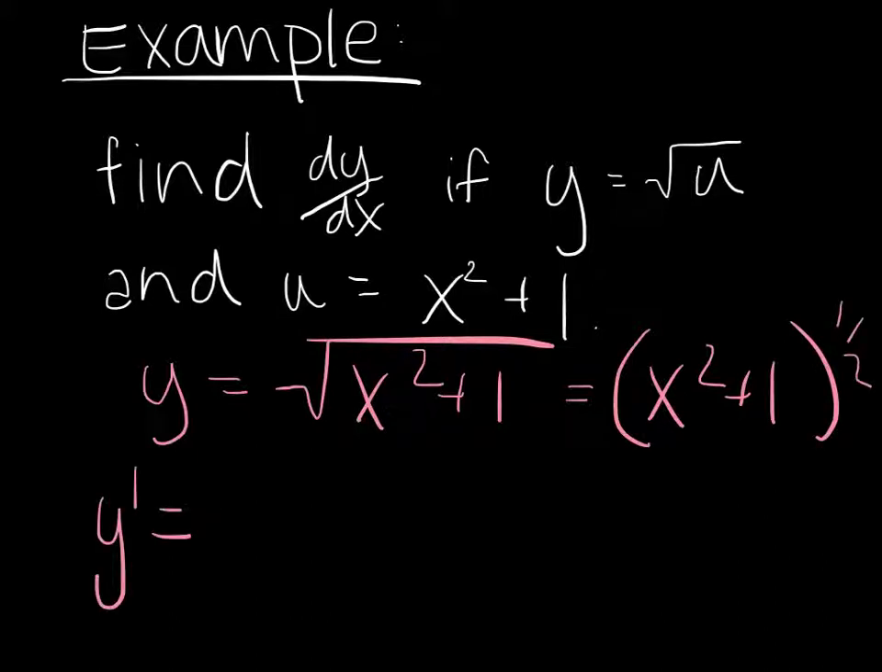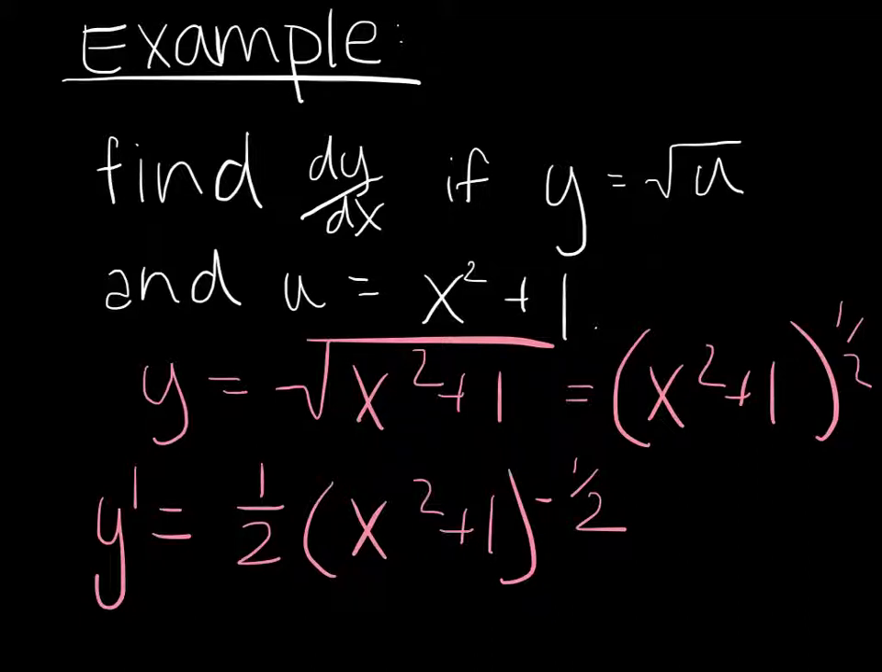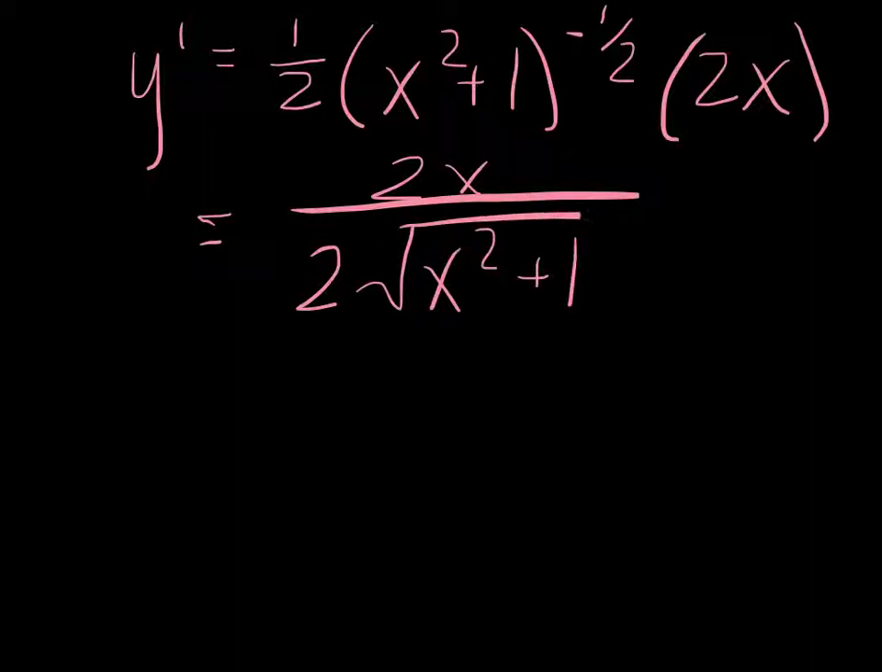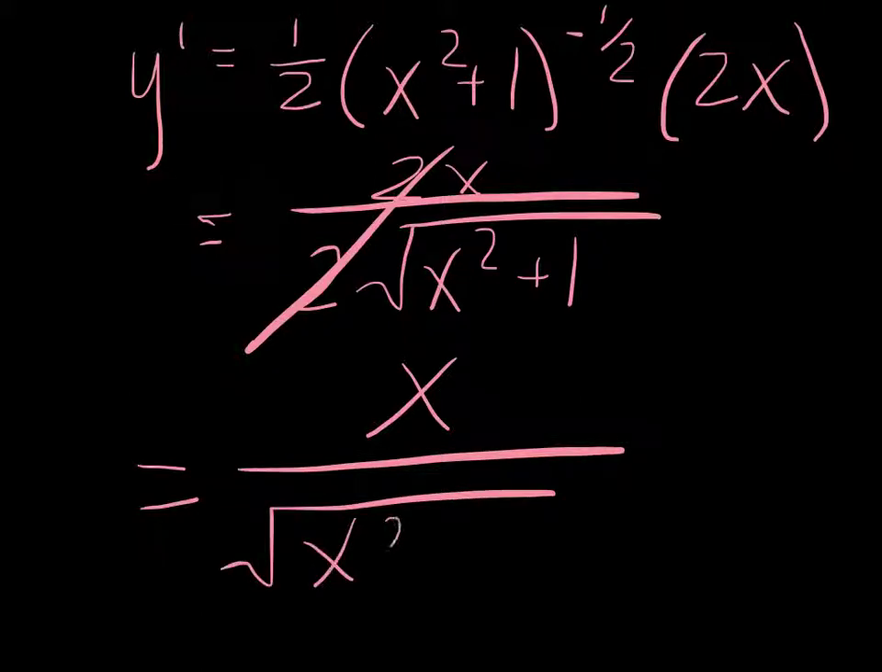To find y prime, we take that 1/2 and do the derivative like that, but we have to remember to take the derivative of the inside, what is in here as well. So we multiply that by 2x, which is the derivative of x squared plus 1. And then we simplify to find that y prime is 2x over 2 root x squared plus 1. The 2's cancel, and the derivative found using the chain rule is x over the square root of x squared plus 1.